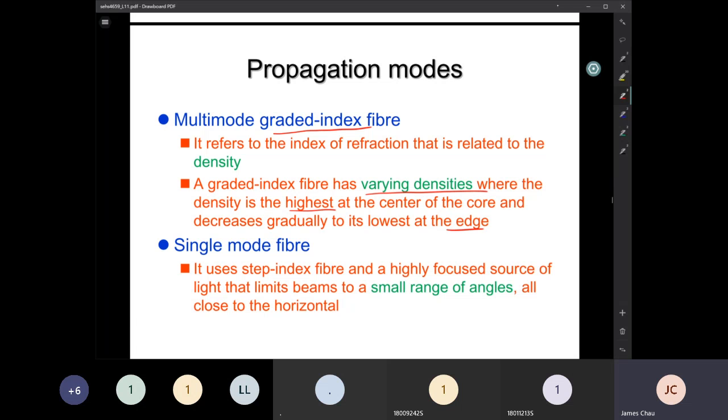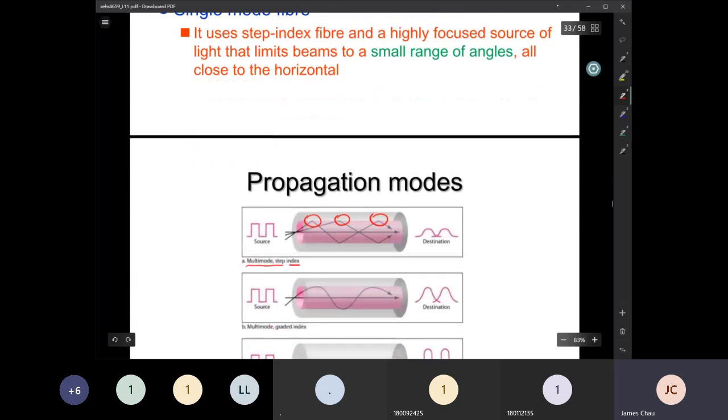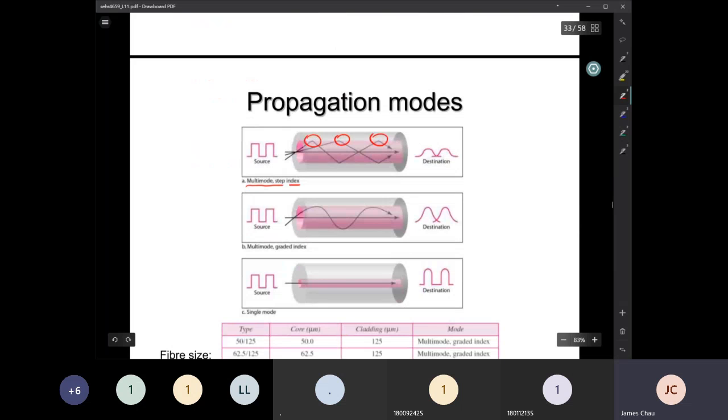As a result, you can see that during the transmission of light, it is not a straight line, but it shows a curve in the transmission. Now because it is multi-mode, it still allows multiple light paths through the network.